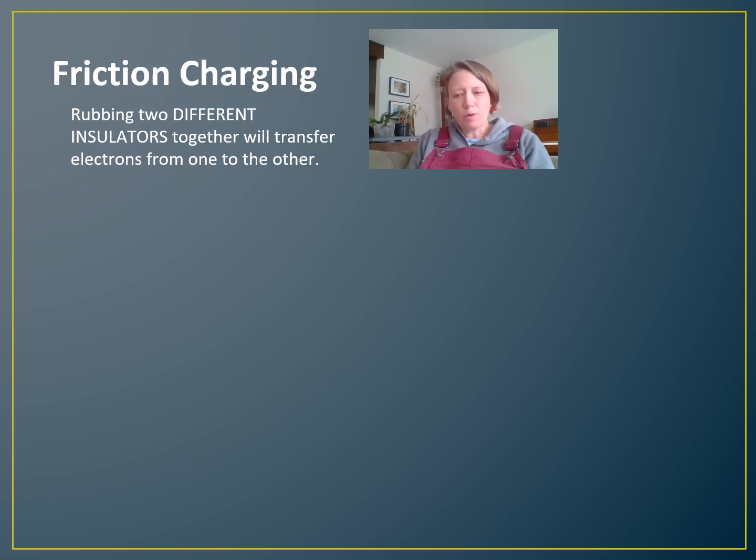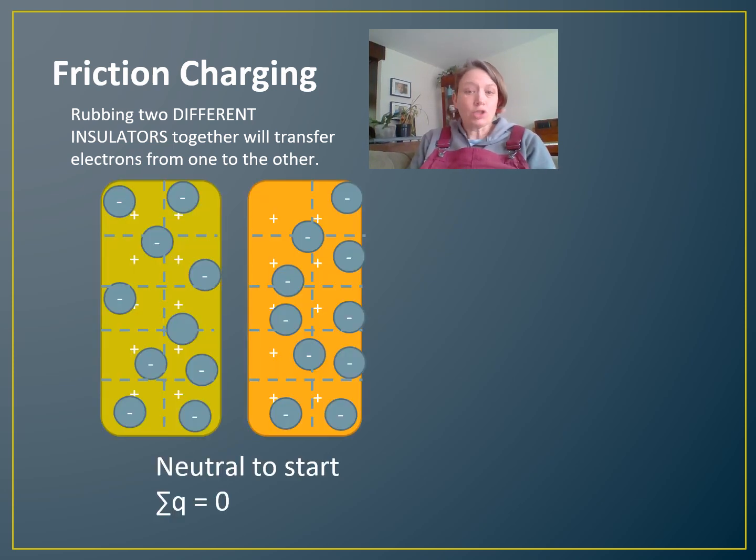Friction charging is probably the one you're most familiar with in your life because you rub your feet on the carpet and you notice that you can zap a sibling when you touch them with your finger. So friction charging happens whenever you are rubbing 2 different insulators against each other. Rubbing 2 different insulators always transfers electrons from one to the other. Insulators have a certain property of kind of electron grabbiness. Some materials really, really like to grab electrons, and other materials are not so possessive of their electrons.